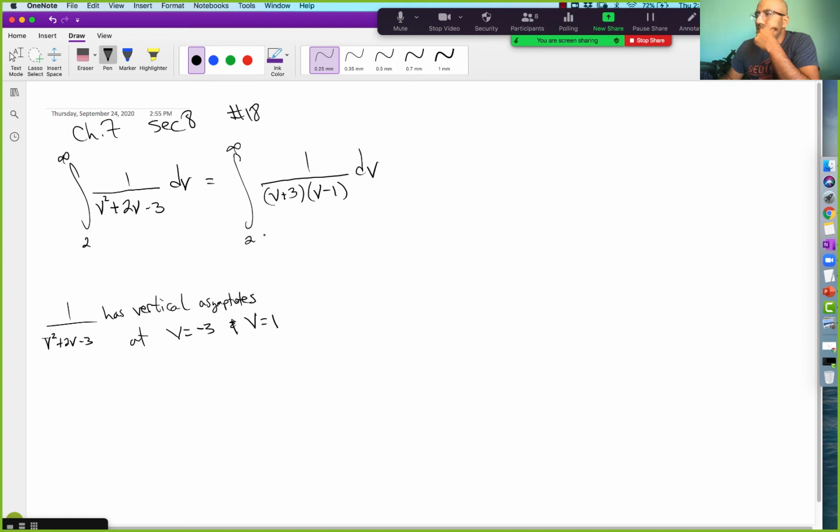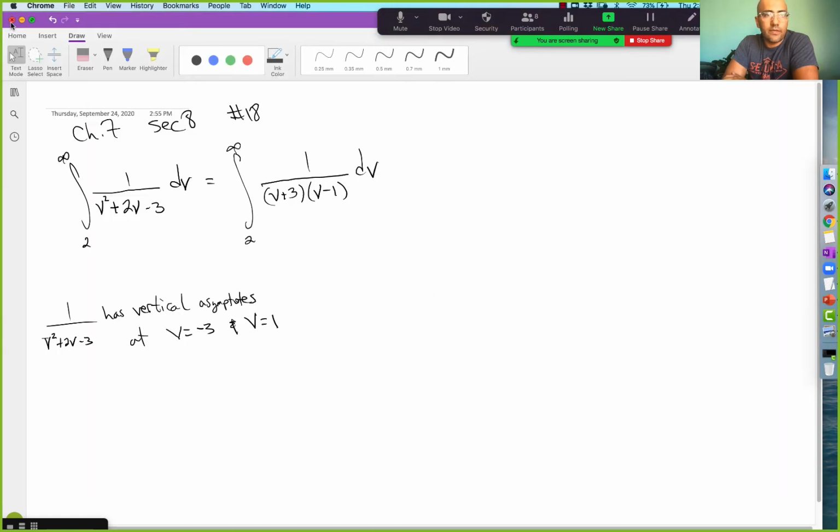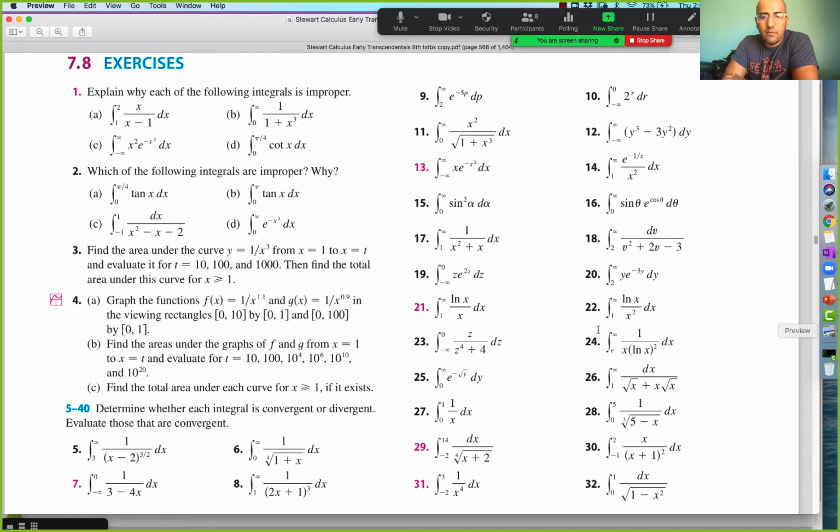Can I copy this right? Yeah, I think it's dv divided by v squared plus 2v minus 3, right? Is that the problem? Yeah, I think so. V squared plus 2v. I think I have the right problem. Whoops. Yeah. 18. Yep. V squared plus 2v minus 3. Okay.